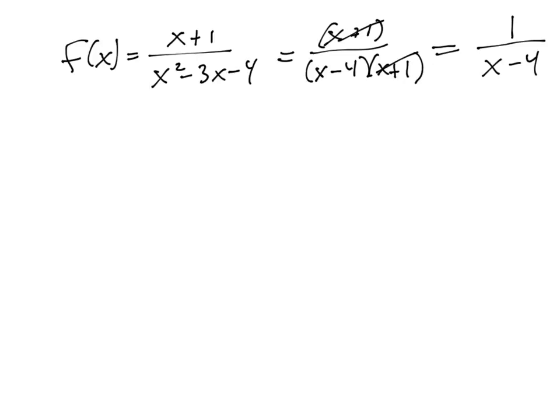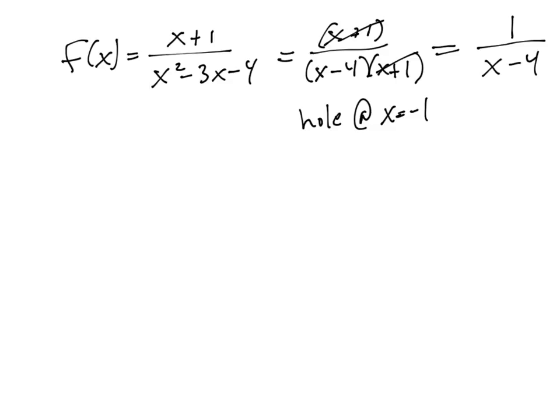Because those factors cancel, that means we have a hole in the graph at x equals -1. In other words, if I input -1 into the function, I get something that's undefined, because that would make the denominator 0. And so that means the graph doesn't actually have a value at x equals -1, which gives us the hole.